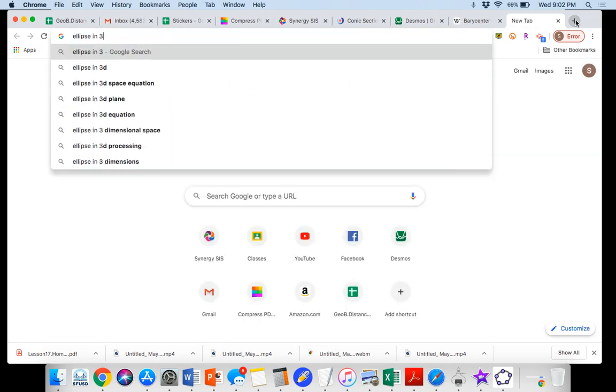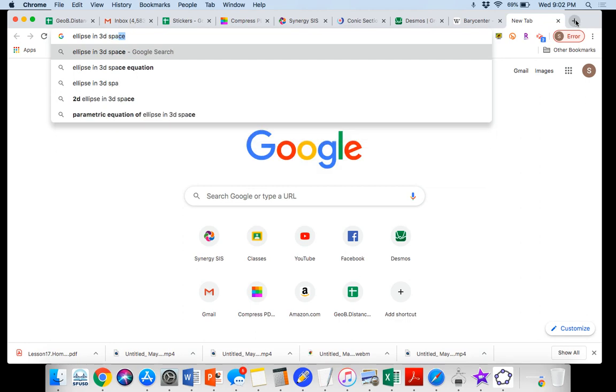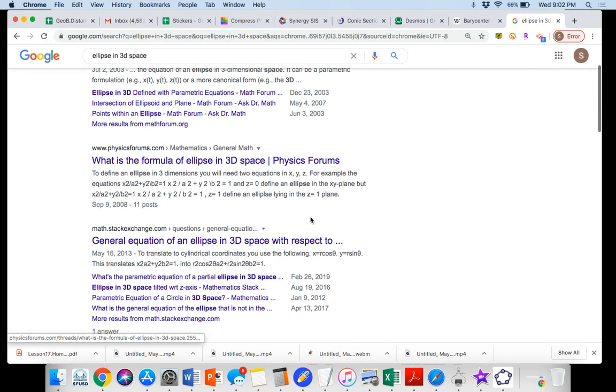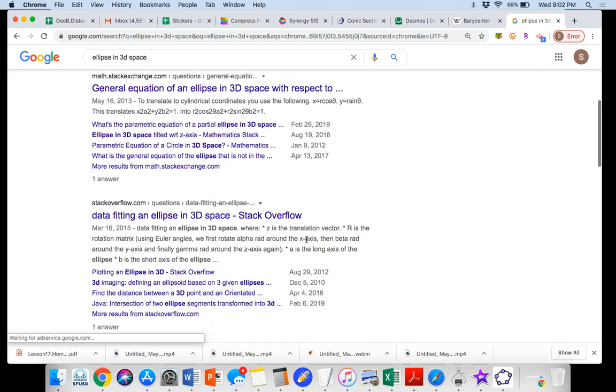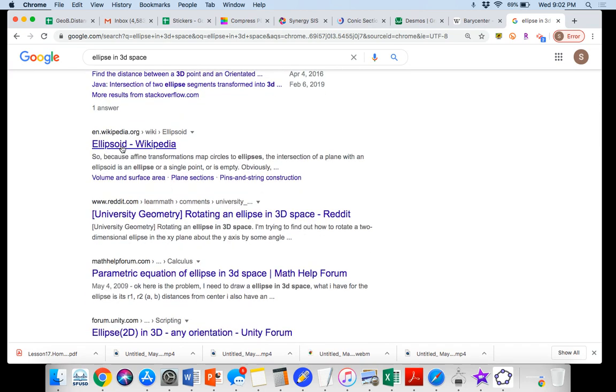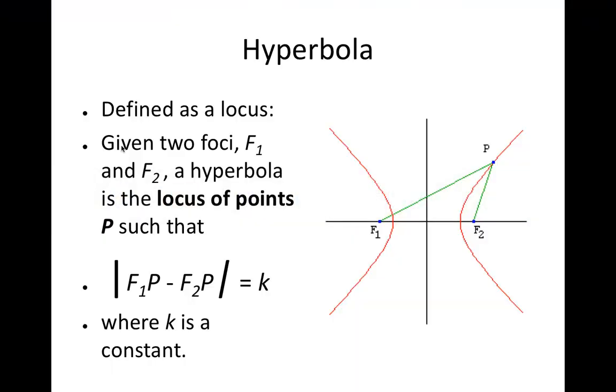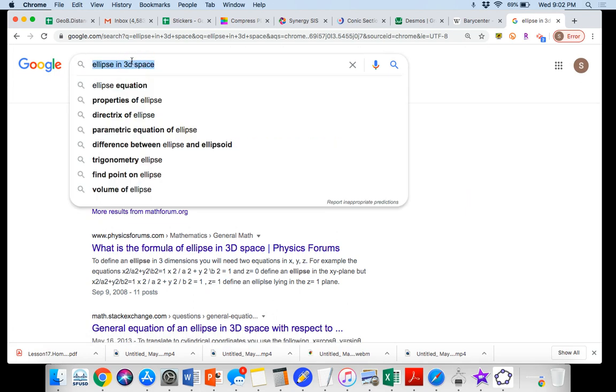Ellipse in 3 dimensions. What's that called? Let's see if it gives us a term here. Ellipse in 3D space. Ellipsoid. Okay, makes sense. Paraboloid, ellipsoid. Sphere is the one that doesn't really sound like circle at all. Anywho, there must be a hyperboloid for the one in 3 dimensional space.